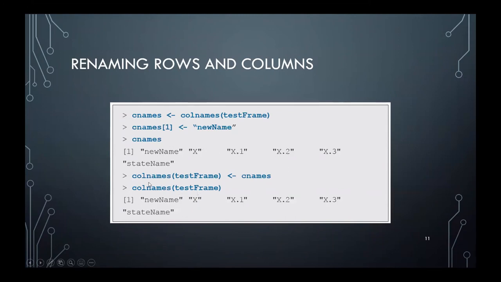Then what you can do is say colnames of test frame, you want to assign it that list. So basically you pull out the column names, you manipulate them, and then you put it back associated with that data frame. It's a few more steps, but it works just as well, especially if you're going to change a bunch of column names.